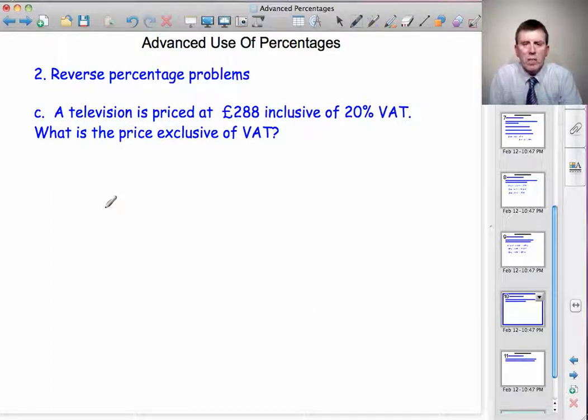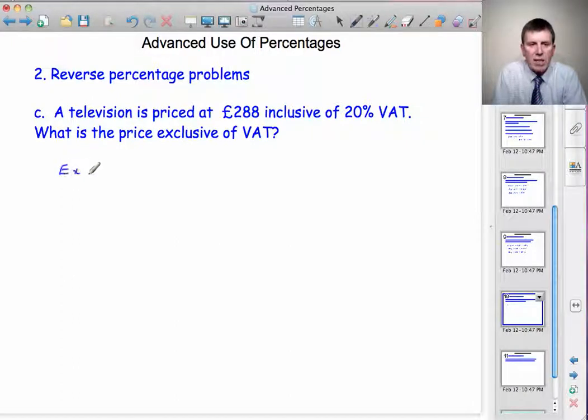Third example, this time we're adding on VAT. We're not making a reduction, we're making an increase. A television is priced at £288 inclusive of 20% VAT. So 20% VAT is being added on. What is the price exclusive of VAT? That's what's the price before the VAT was added on. So let's call that the ex-VAT price.